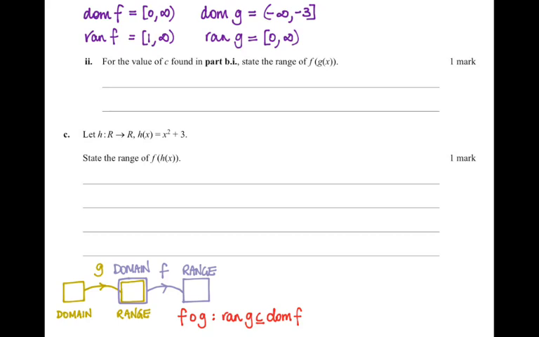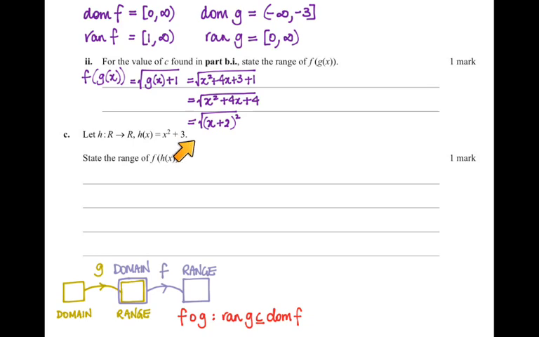Okay, with that idea we can move on to answering this question. For the value of c, which is -3, what's the range of f of g of x? And again, there's a couple of ways of thinking about it. First, we could find out what the composite function is, so we just substitute g of x into x, we work out this function, and we end up with the square root of (x plus 2) squared.